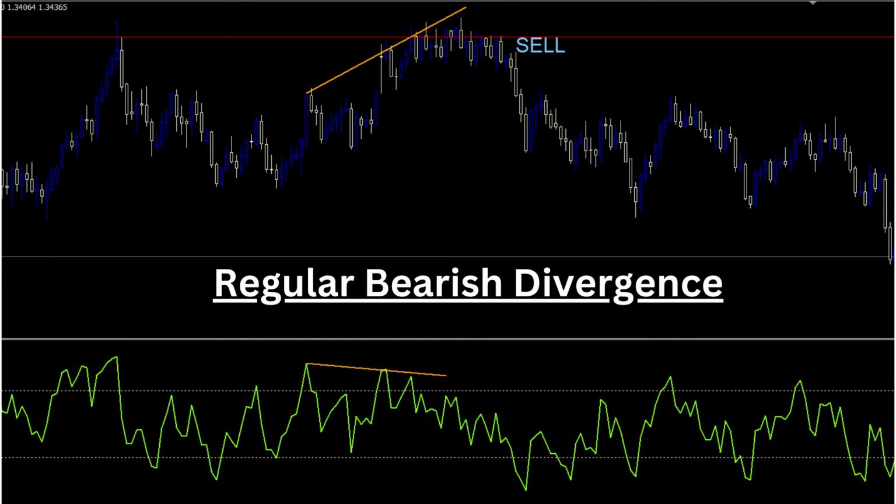So here's the example of a regular bearish divergence. As you can see, price is making higher high here, higher high, higher high. But if you look at RSI, we're seeing lower highs as compared to the price. So that is indicating the structure is changing. Price is going to change its direction from bullish to bearish. So that's the example of regular bearish divergence.